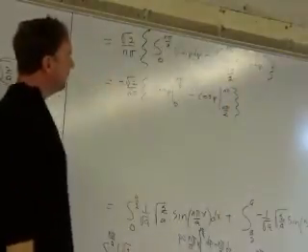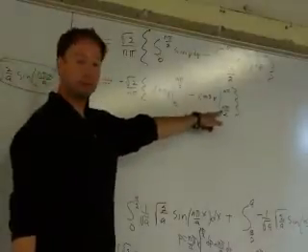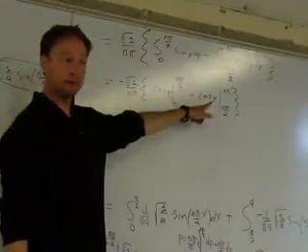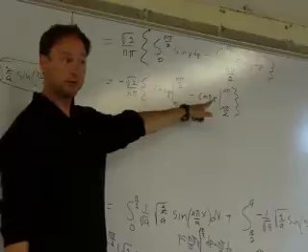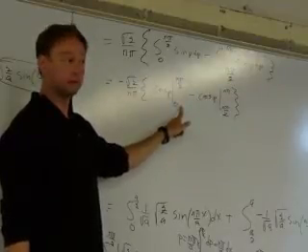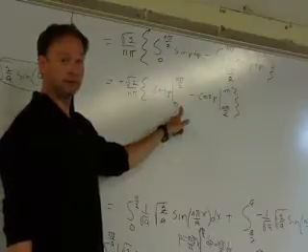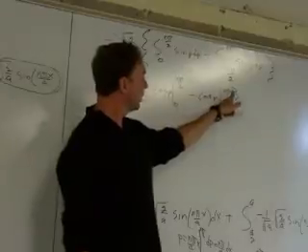Now clearly, these things are going to be 0 when you evaluate the n pi over 2 limits, because the cosine is going to be 0. And then this one, cosine is going to be 1, it's always going to be 1. But what's going to change is this one.